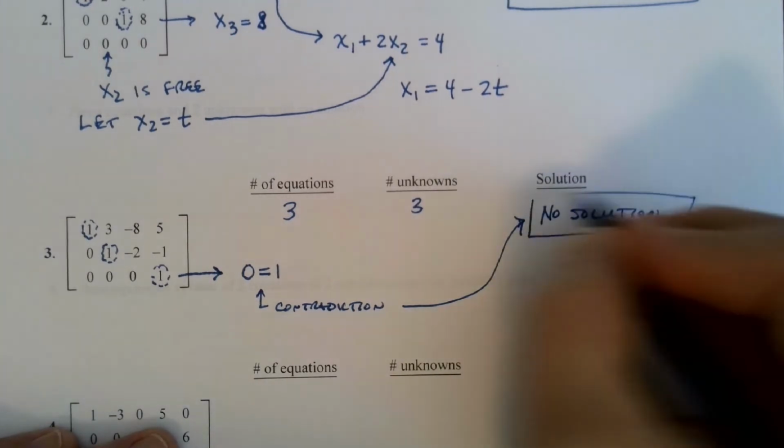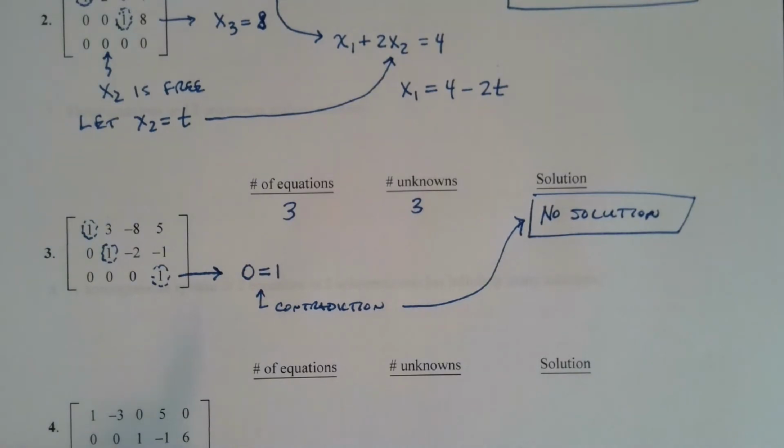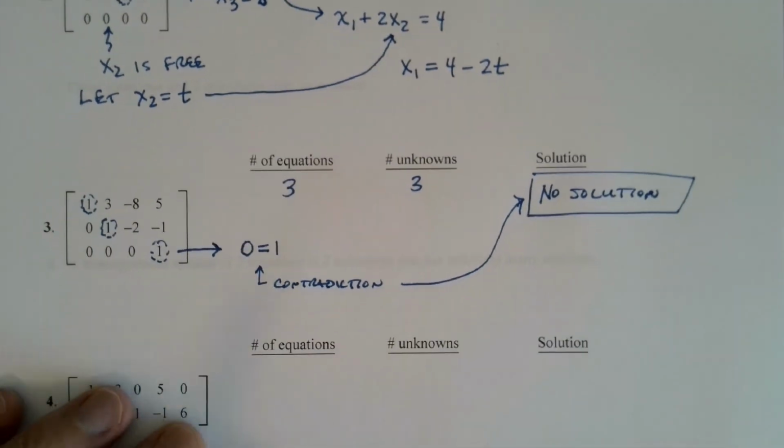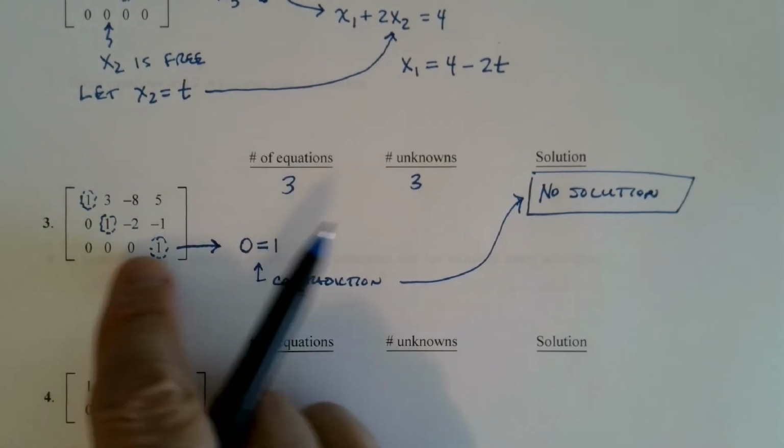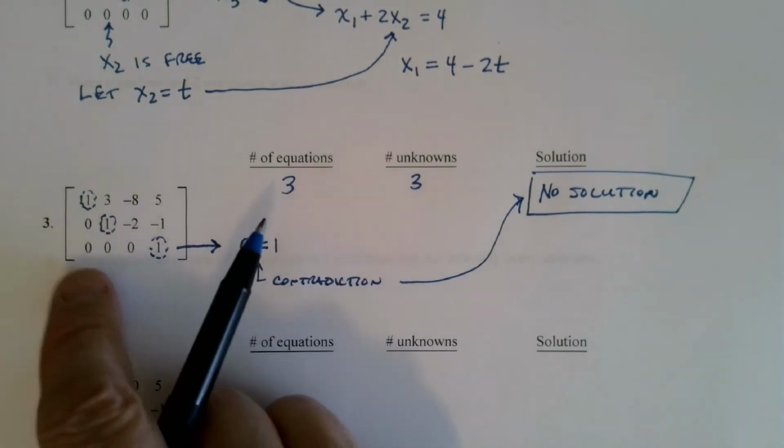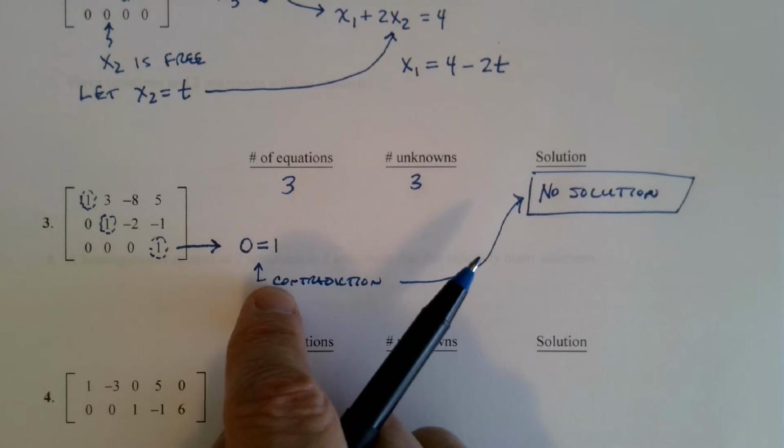There's no value of the variables that would satisfy all 3 equations from the original system. So anytime you have all zeros and then a 1 at the end in any of your row echelon forms, you'll know right away that's a contradiction.